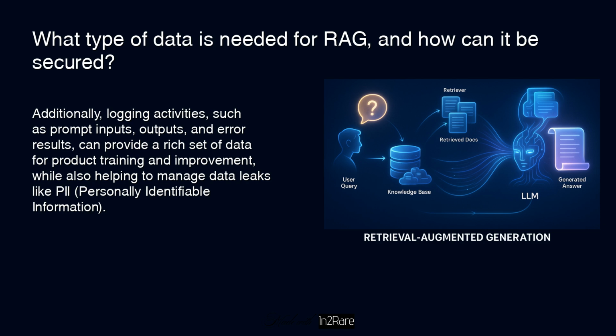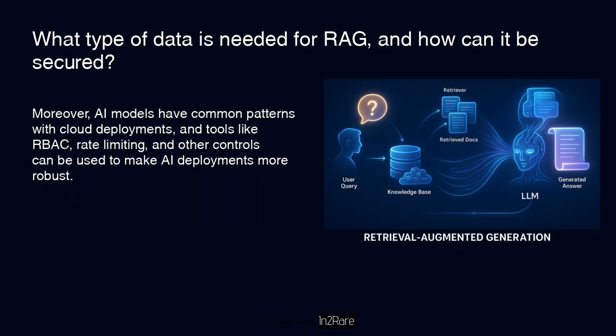Additionally, logging activities such as prompt inputs, outputs, and error results can provide a rich set of data for product training and improvement, while also helping to manage data leaks like PII, personally identifiable information. Moreover, AI models have common patterns with cloud deployments, and tools like RBAC, rate limiting, and other controls can be used to make AI deployments more robust.